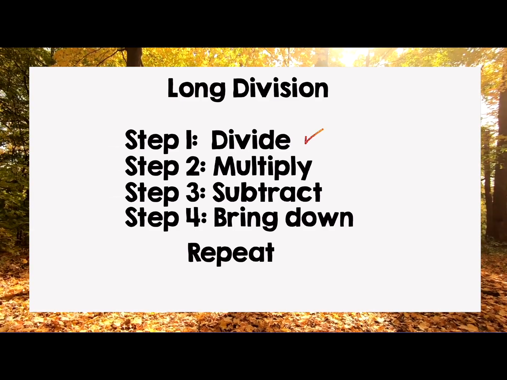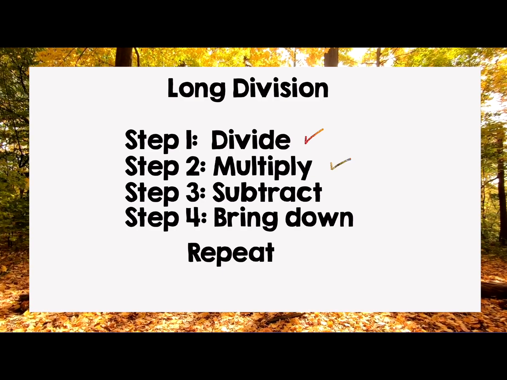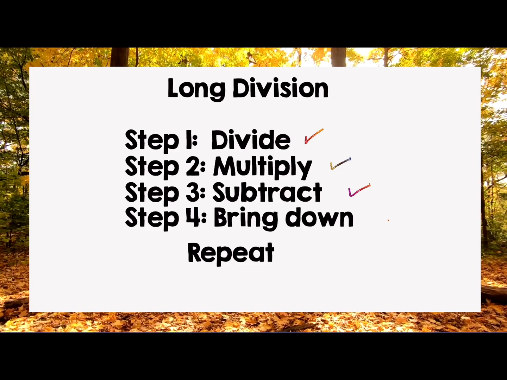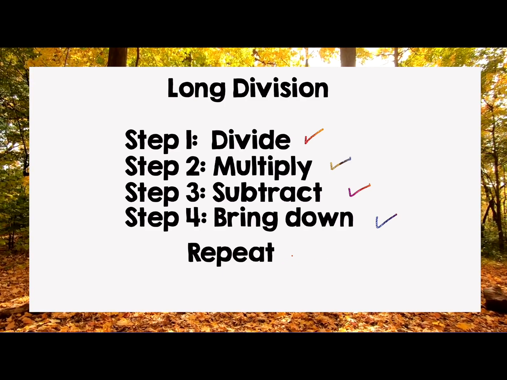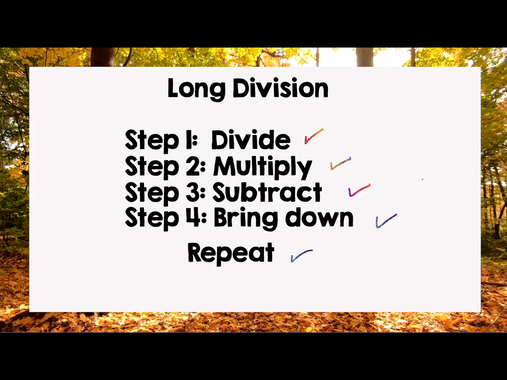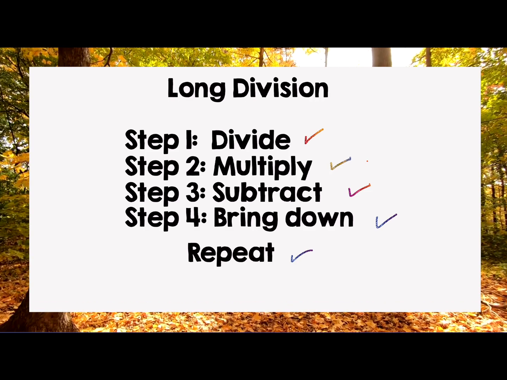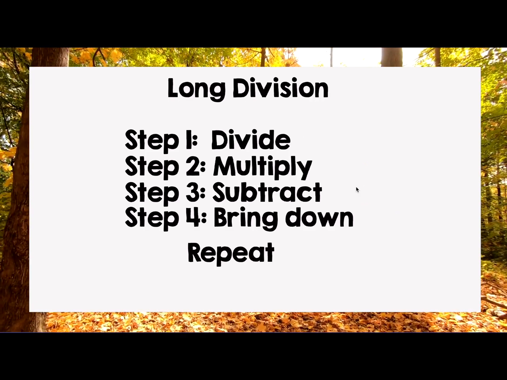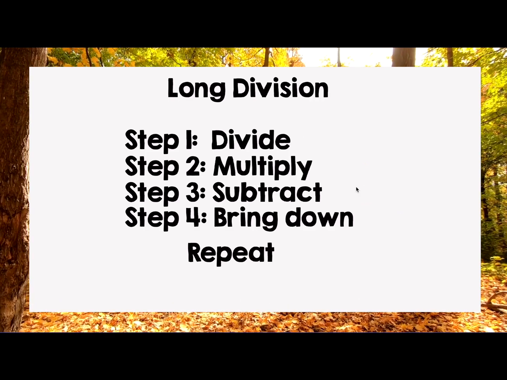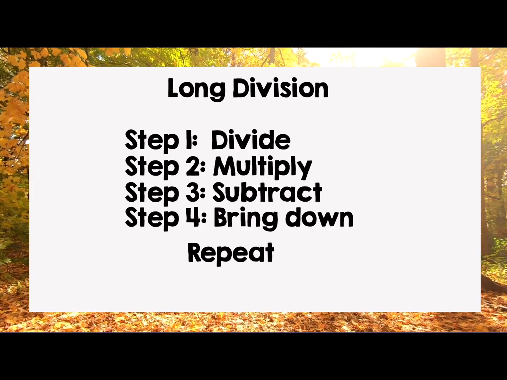The first step is we do the actual divide. After that, we multiply, and then we subtract, and then bring down and repeat. Now, this looks really complicated, so I'll be going through a few examples for you to see what we're doing when we divide. We multiply, subtract, and bring down. Take a look at my other video where I show you how to divide by a single digit. I'll leave a link in the description box and you can take a look at that.